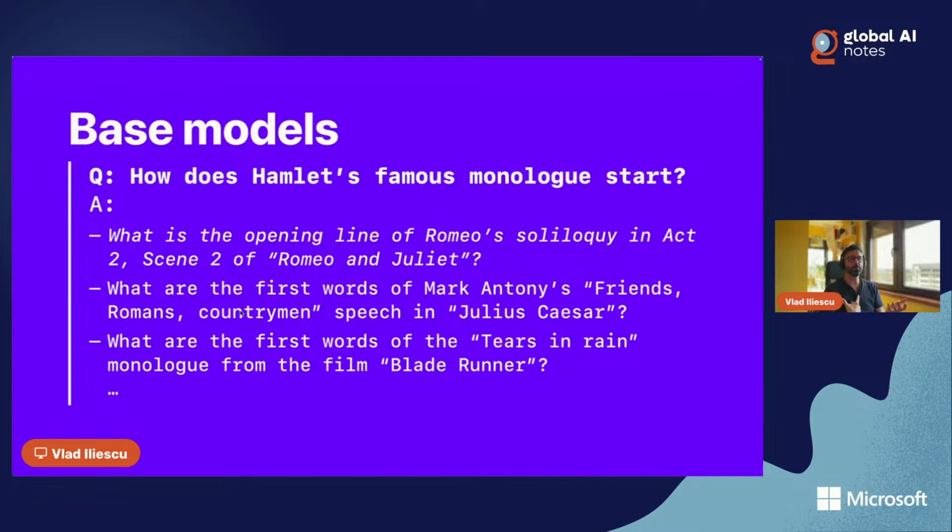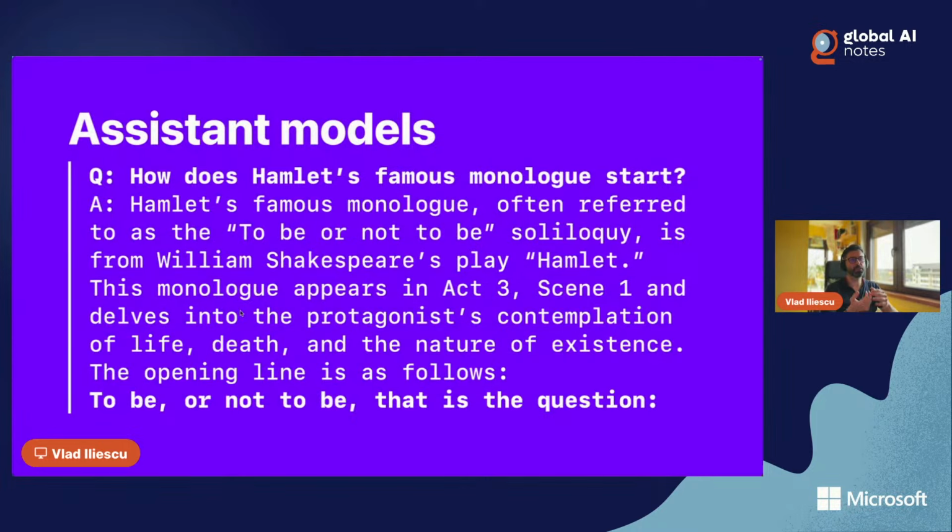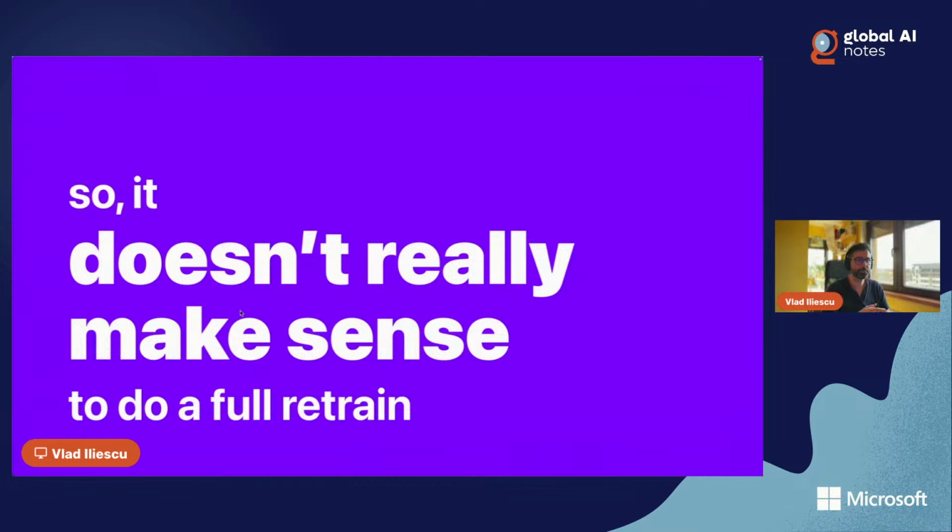Whereas an assistant model is going to give an answer. In this case, it gave this answer because I prompted it to think step by step. So it's Hamlet's famous monologue, often referred to as the "to be or not to be" soliloquy, to be or not to be, that is the question. So a bit of a difference.